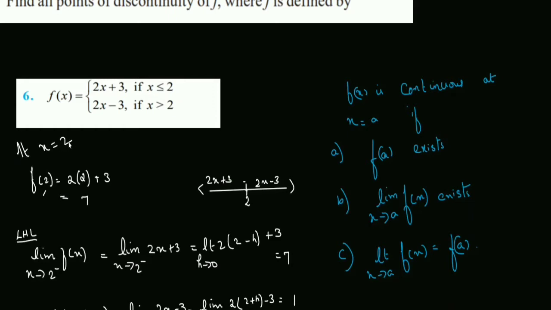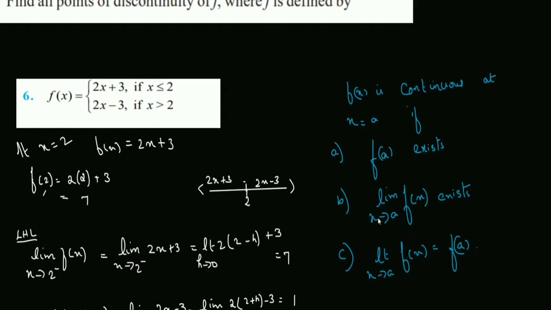At x is equal to 2, the function is 2x plus 3. So substitute x is equal to 2. You will get 2 into 2, 4 plus 3, that is equal to 7. So the functional value exists. f of 2 exists. So now the first condition is okay.